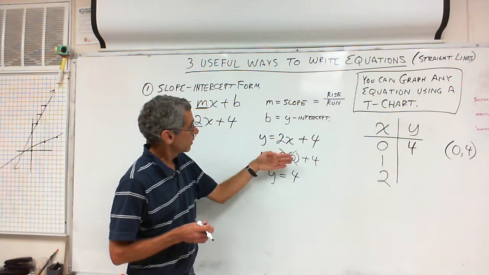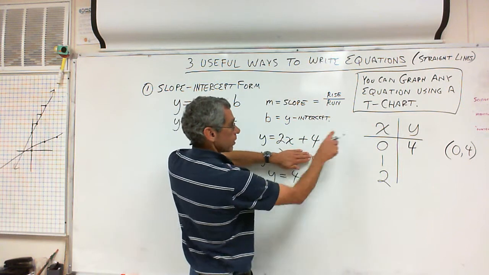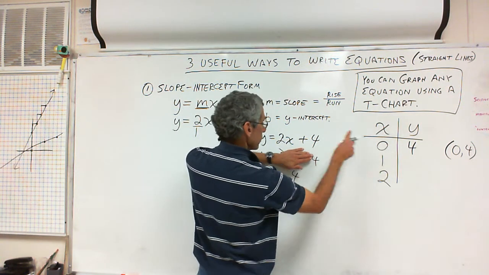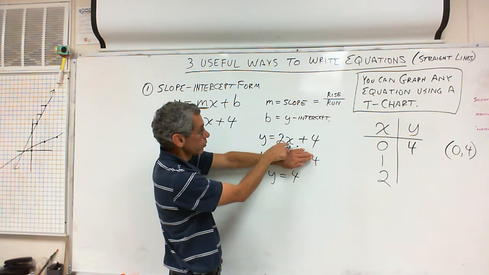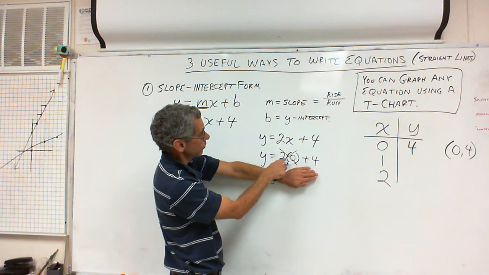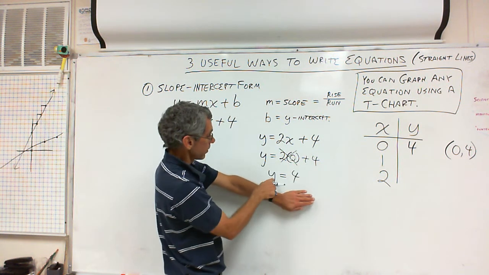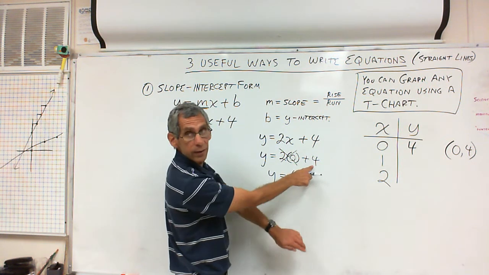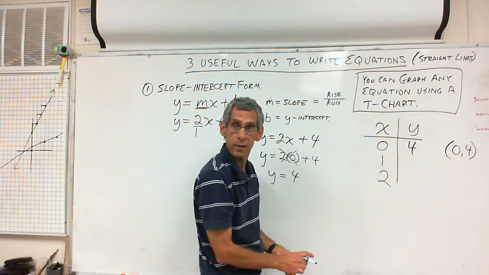So here's my equation, and instead of x, I'm going to substitute a 0. I want to know what y equals when x is 0. Y is equal to 2 times 0 plus 4. That crosses out, so y is equal to 4. Y is 4, so I put it there. Okay? I get it. All right.